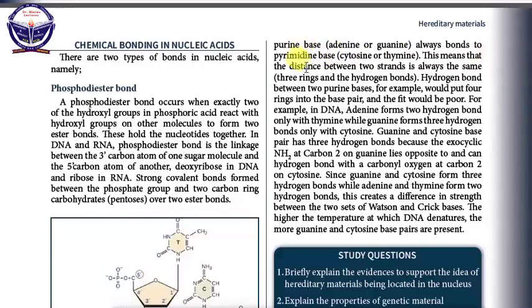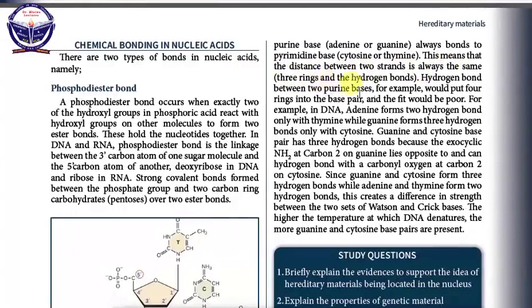This means that the distance between the two strands is always the same. Kwa nini? Kwa sababu purine inakuwa ina ring mbili, wakati pyrimidine inakuwa na ring moja. Maana yake kama zingekuwa zinaungana purine peke yake zingekuwa ring zinakuwa ngapi? 4. Lakini ikiungana purine na pyrimidine maana yake ring zinakuwa 3 kwenye ile width. Kwa hiyo that's the way. Three rings and the hydrogen bonds.